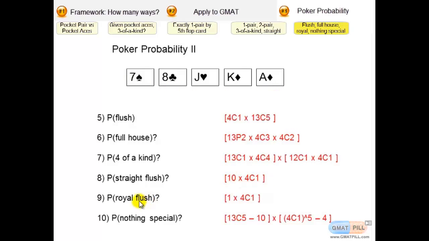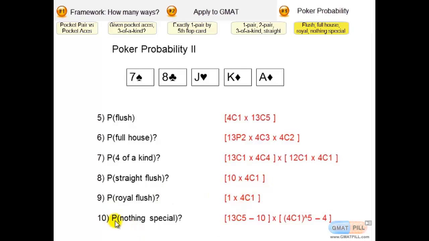Royal flush specifically is 10, Jack, Queen, King, Ace, and they all have the same suit. And there's only one way to have 10, Jack, Queen, King, Ace, and then for each of that one way, we can have all of them to be spades, all of them to be clubs, hearts, and diamonds. So probability of royal flush, there's only 4 ways possible to do that.